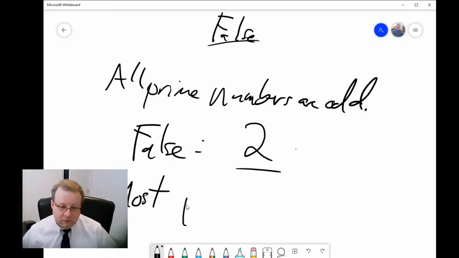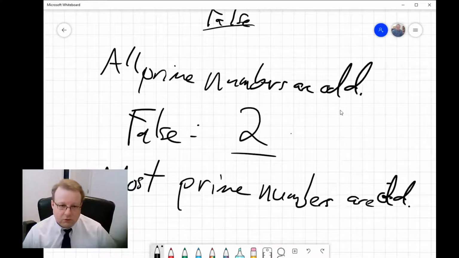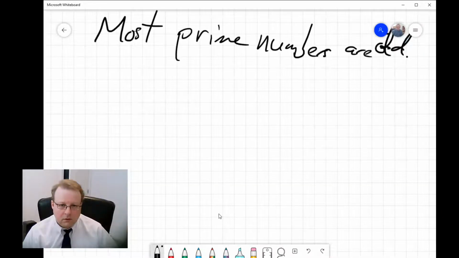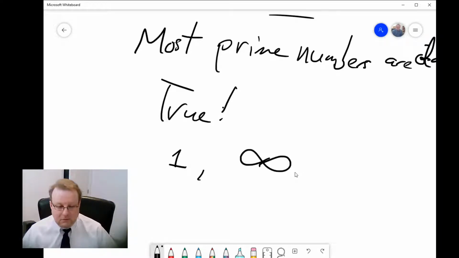If I instead give you the question, most prime numbers are odd, well, now the statement is true. Because there is one even prime number and infinitely many odd prime numbers. So even though we can't say they are all odd, we can easily say that most of them are odd. So that makes it true.